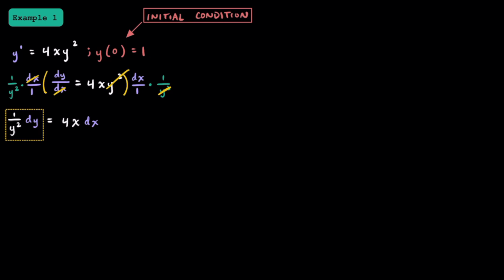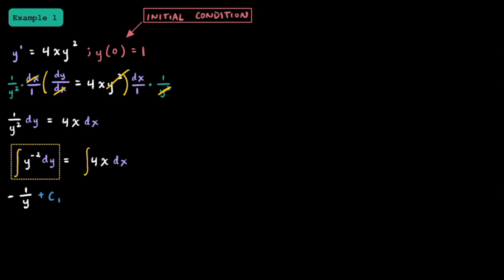Notice how we've now separated all the y terms on the left side, and we separated all the x terms to the right side. And that just might be where the super original name of separation of variables comes from. Now that we have them separated, let's take the integrals of both sides. Using our exponent rules, we can rewrite 1 over y squared as y to the negative second power. Taking the integral of the left side, we'll get negative 1 over y plus c1.